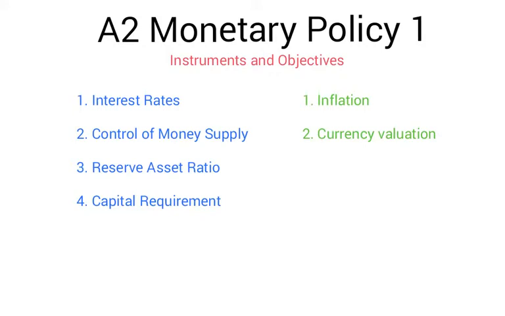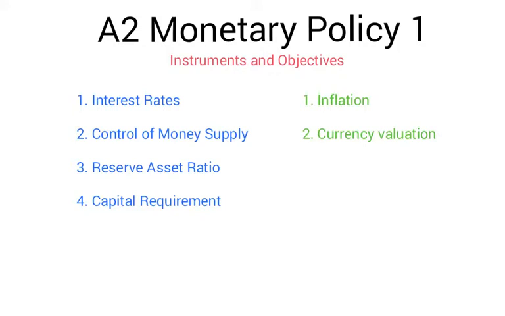When I say instruments of monetary policy, what I basically mean there is what tools are available to the central bank to implement monetary policy, and objectives are the primary goals that they may have for their monetary policy.